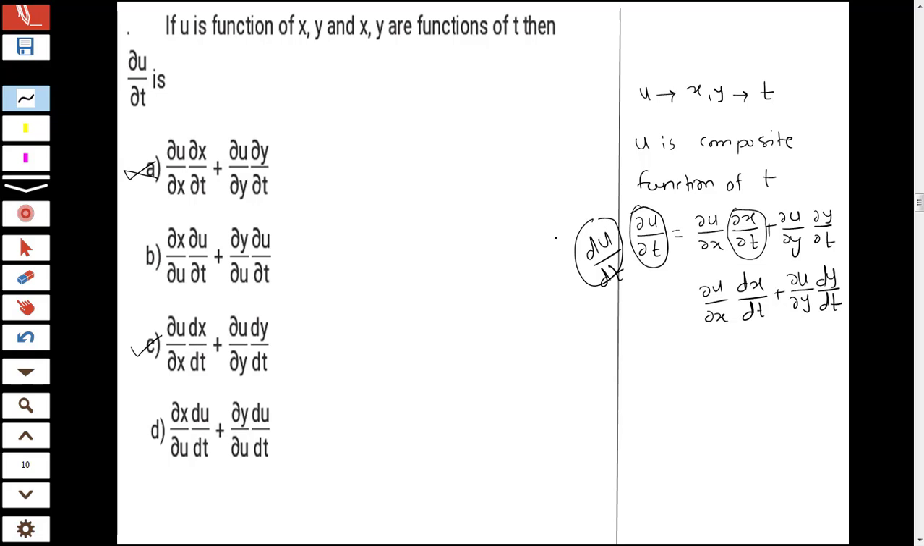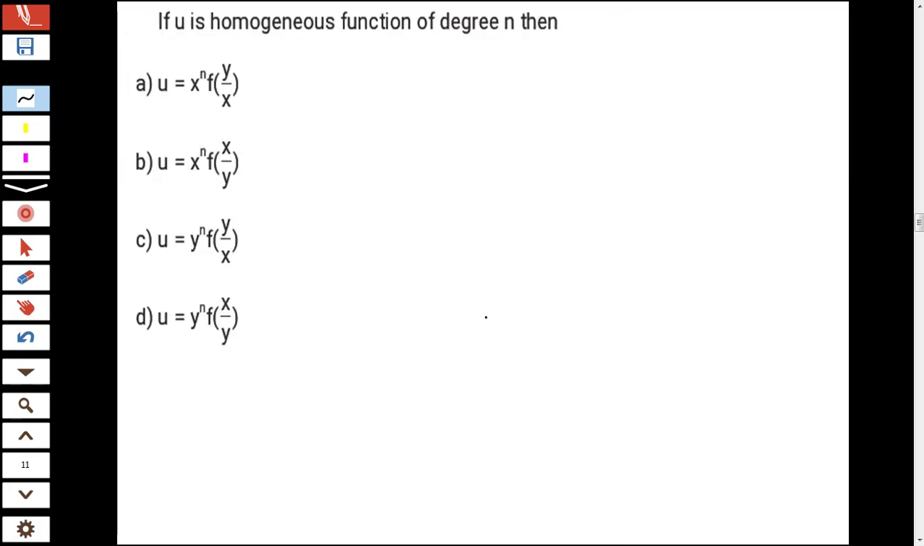This is simple chain rule. You look in diagrammatic form also, u in terms of x and y, and x, y in terms of t. You have to go to t, but through x and y: u with respect to x, x with respect to t, plus u with respect to y, y with respect to t. There are some examples on this concept also, we will see that later.